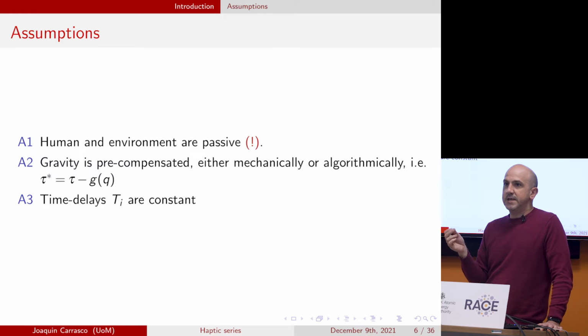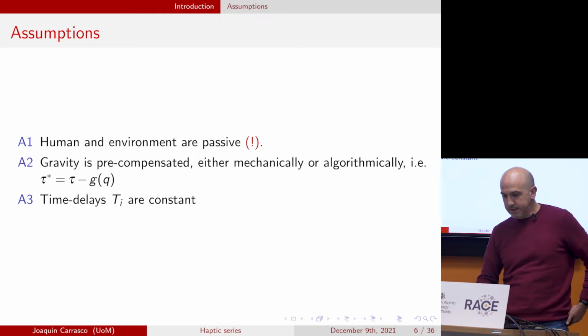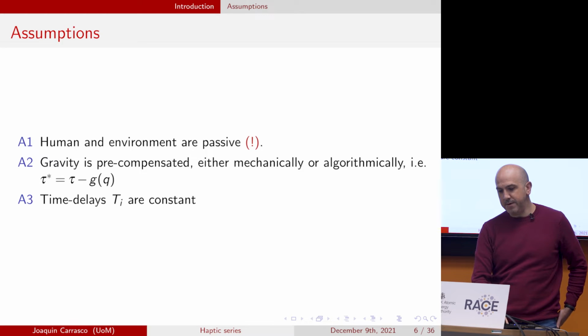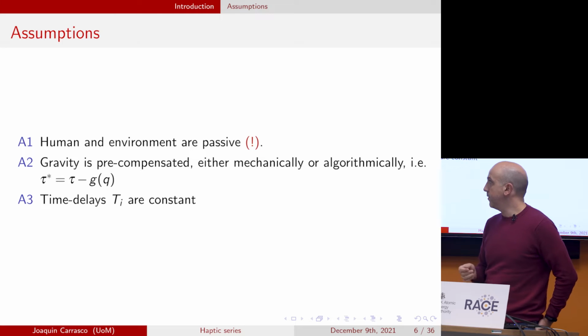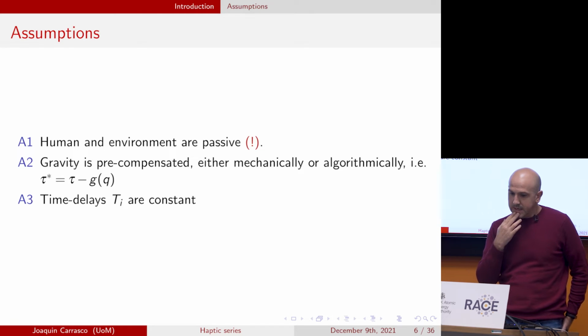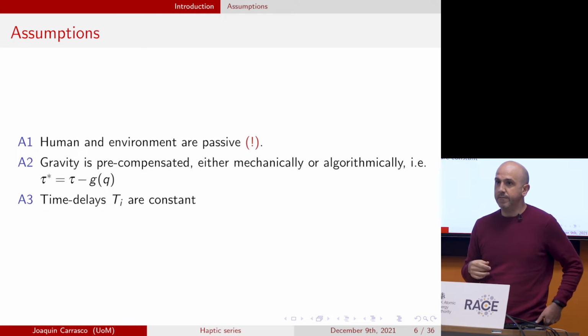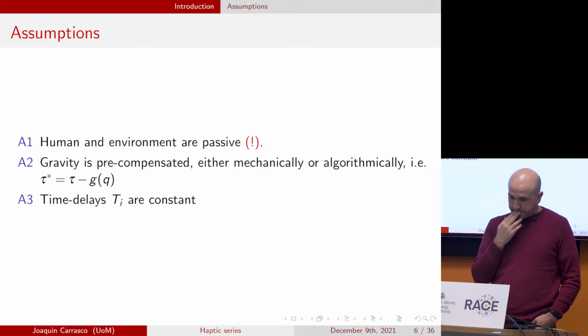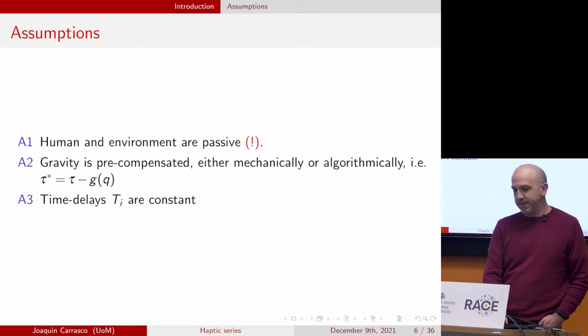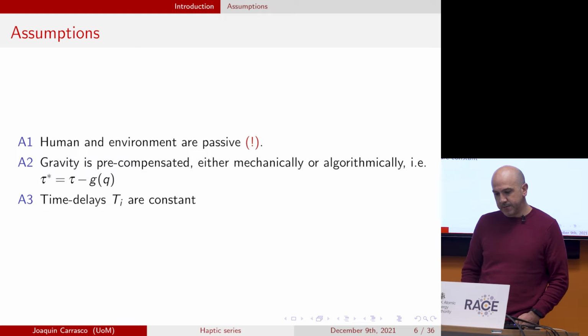Also, we will assume that all these gravitational terms will disappear. You can do that either by design of your robot, so you don't have a gravitational term mechanically, or you can implement an algorithm, a new definition of your torque or your force that is able to remove the gravity term. This is very standard if you do feedback linearization.